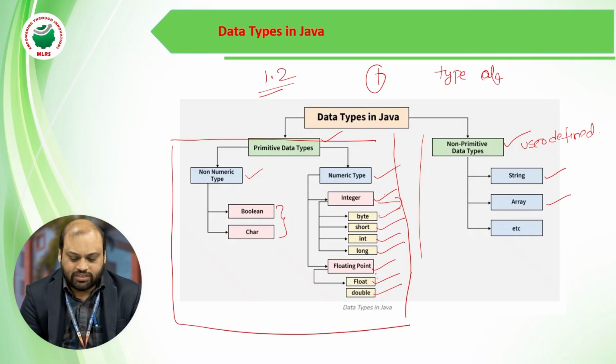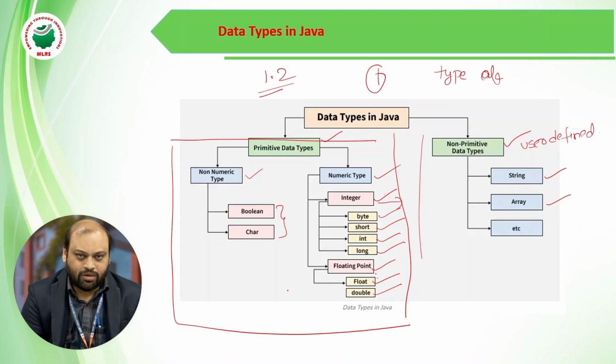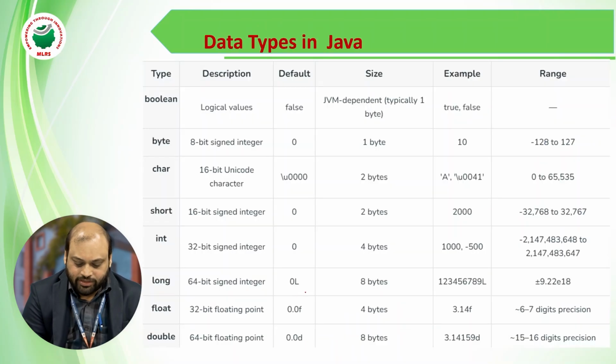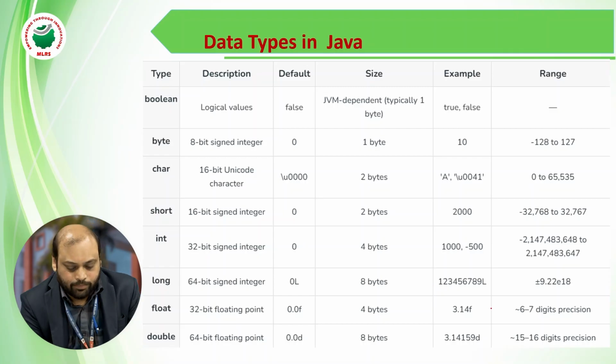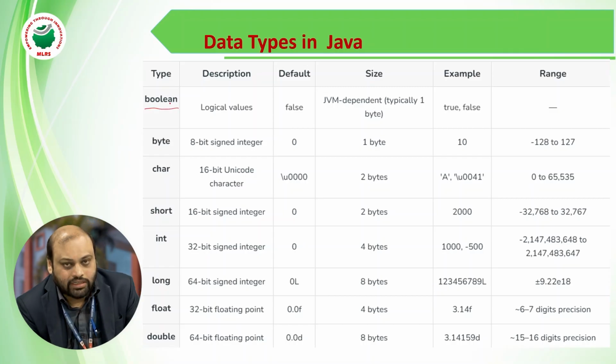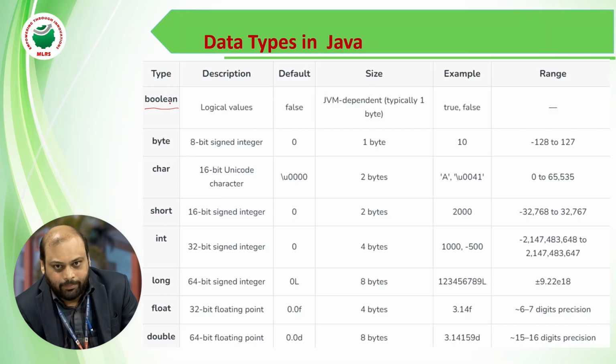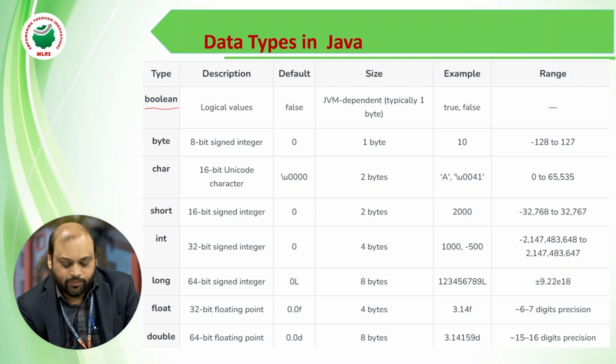The previous one had two categories, primitive and non-primitive. Non-primitive we are not discussing now, so we are going with the primitive data types, which are displayed here. The first one is Boolean. Boolean is a non-integral data type in which we are allowed to store only two values, either true or false.